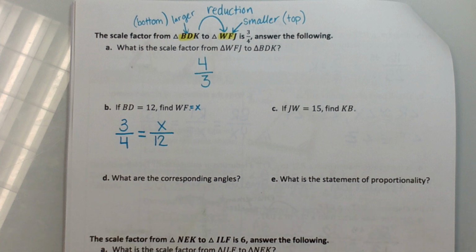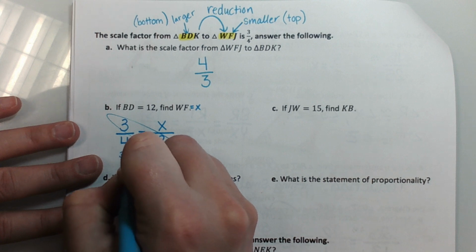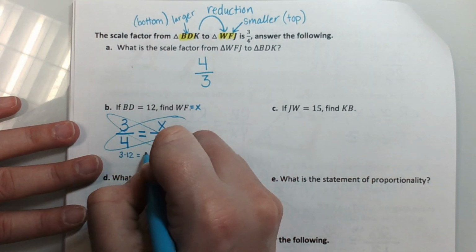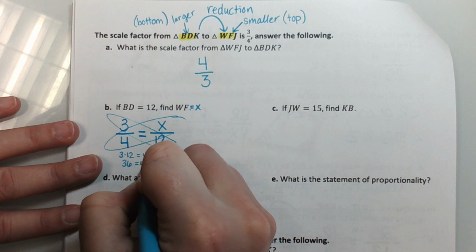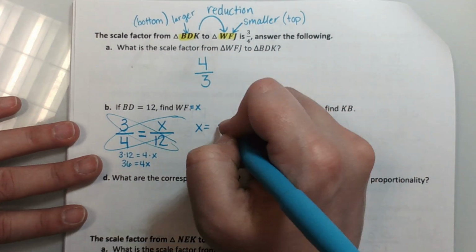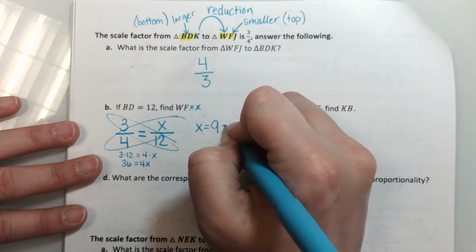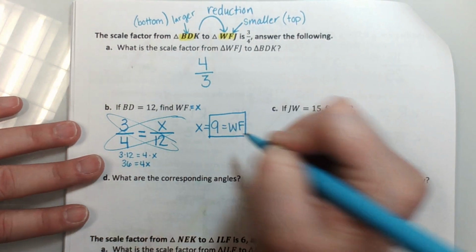How do you solve a proportion? Cross multiply. 3 times 12 equals 4 times X. In other words, 36 equals 4X. Divide, and X is equal to 9, which is what WF, what we were actually trying to solve for, is.